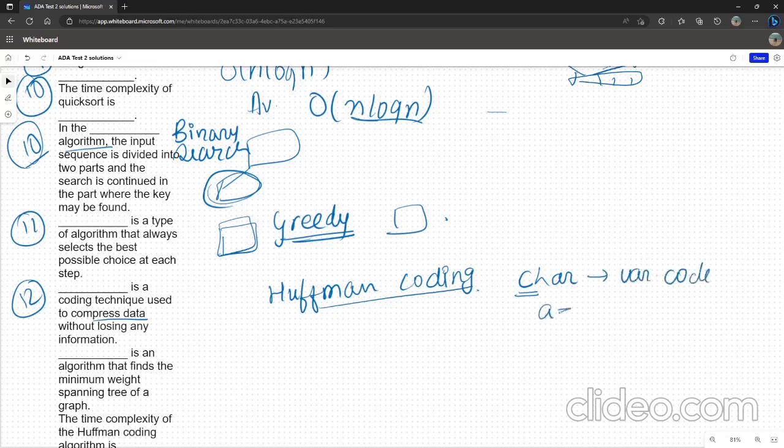Such as A can be 0, 0, 1 or B can be 1, as it is more frequently used and it is less frequently used, so our data is compressed and no data is lost.